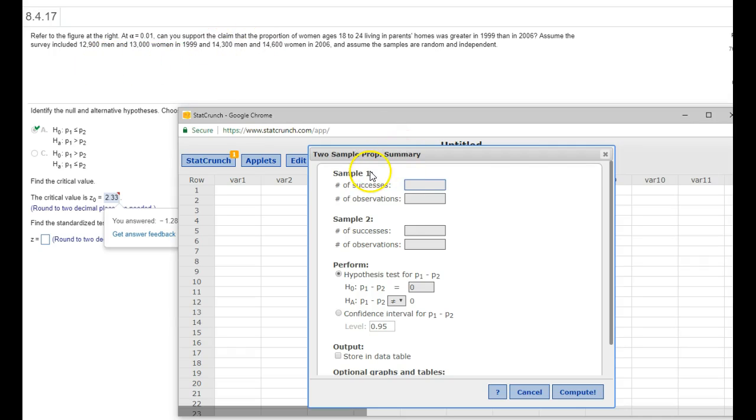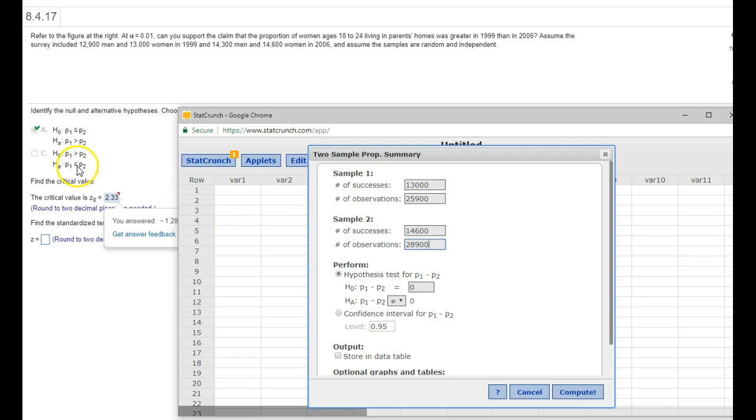Okay, so 1999 represents sample one. Assume that in 1999 men and women... okay, so here's our numbers right here. We want successes to represent women, so that's 13,000, and the observations is the total amount, so that's 12,900 plus 13,000, that's 25,900. Just add those two up, the men and women. So there's 25,900 men and women, the observations in 1999, and here's the amount that are women. And then looking at 2006, we have 14,600 women. And 14.3 plus 14.6 is 28.9.